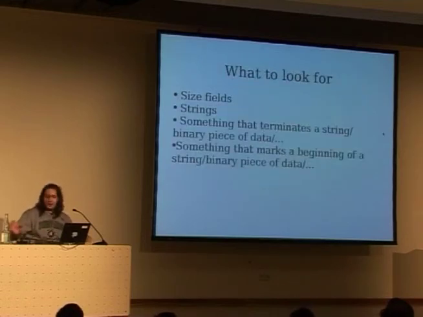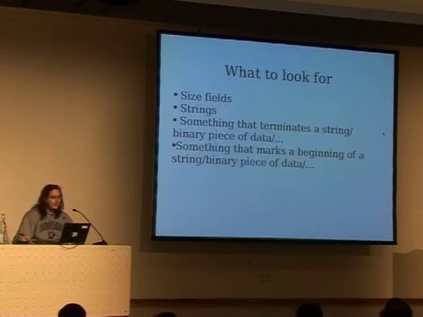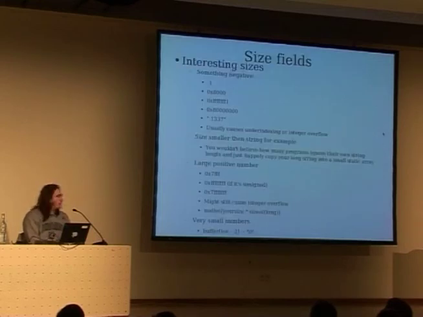Right. So if you're going to write fuzzing tools, there are some things that you want to look at. Obviously, size fields. You want to look at strings, and things that terminate some kind of data, and things that mark its beginning. Right, so let's look at size fields.